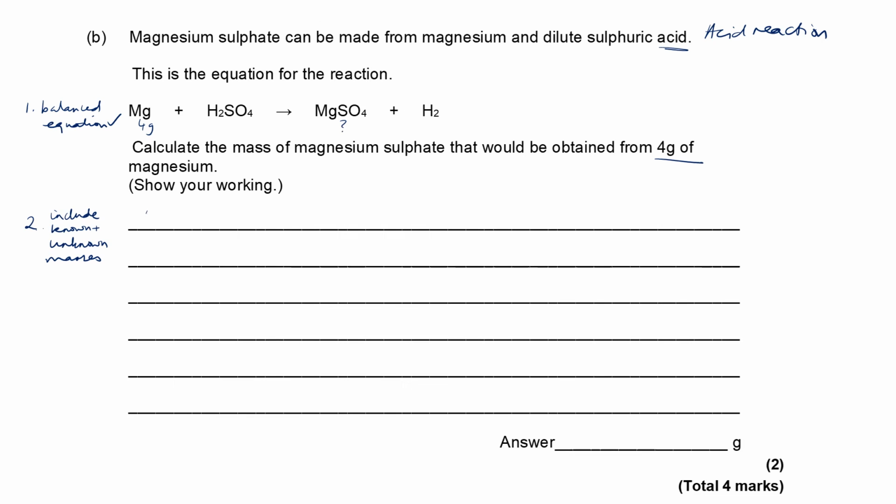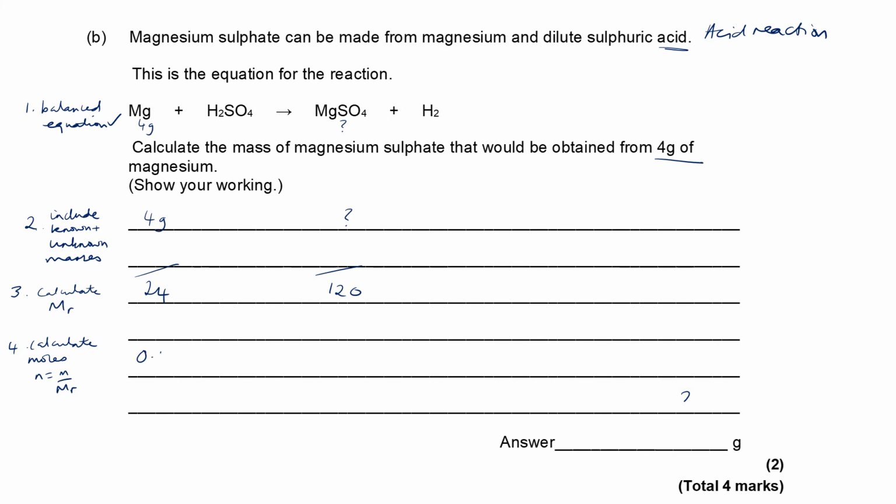So again, just like before, step 1 was balancing the equation or checking that it's balanced. Step 2 is write down the known and unknown masses. So underneath magnesium, I'm going to write 4 grams. Underneath magnesium sulfate, I'm going to write a question mark because that's what they want me to find the mass of. Step 3, I'm going to write down the formula mass for the known and unknown. So for magnesium, it's going to be the atomic mass, which would be 24. And for magnesium sulfate, it's 120.